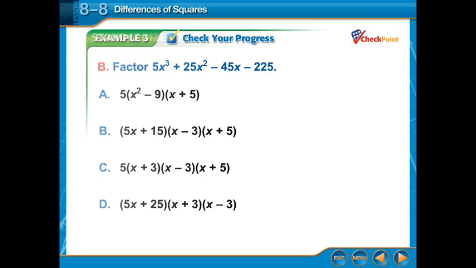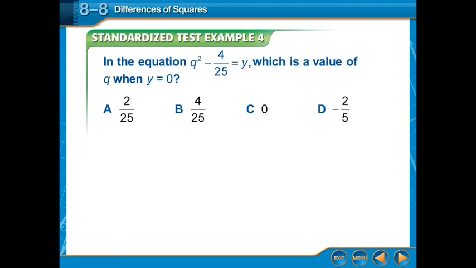Alright, in the equation q squared minus 4 over 25 is equal to y, what is the value of q when y is equal to 0? And why would they even ask you to put 0 in the place of y? Well, the reason is they're asking you to find the roots of that perfect square quadratic.